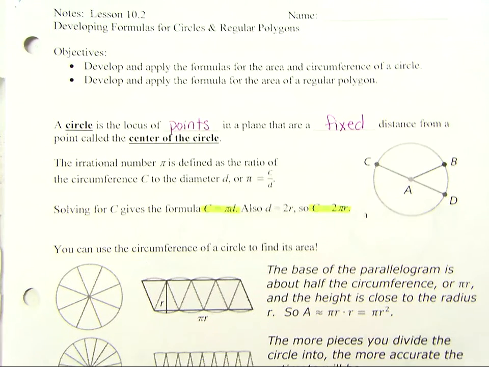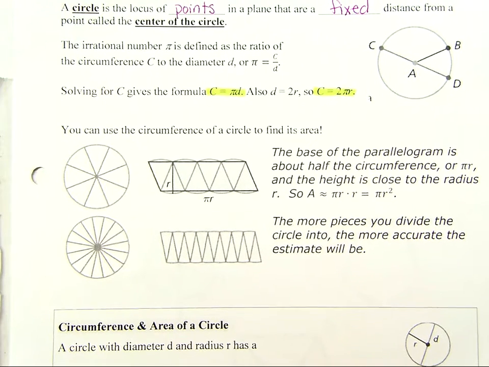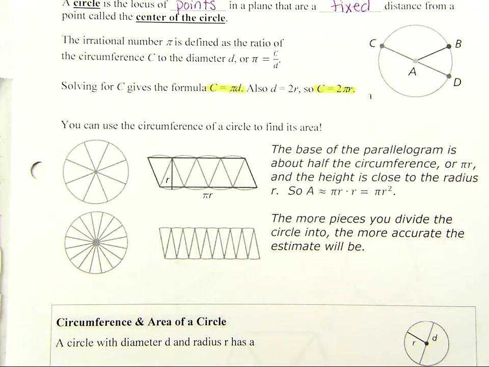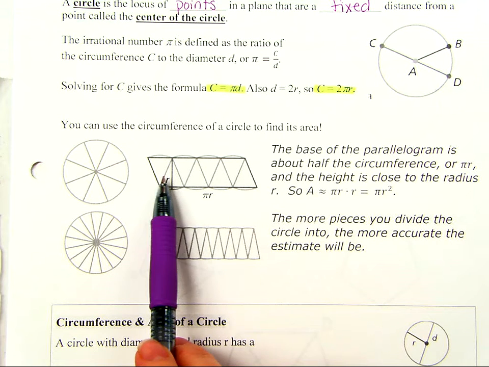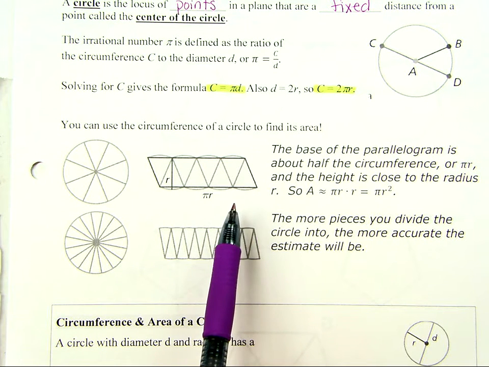Down below it says you can use the circumference of a circle to find its area. When you think about finding the area of a circle, we're going to think about slicing it up into pieces of pie. And when you slice up those pieces, we're going to fit them together every other way so that they fit together nicely. And you see we start to form a parallelogram.